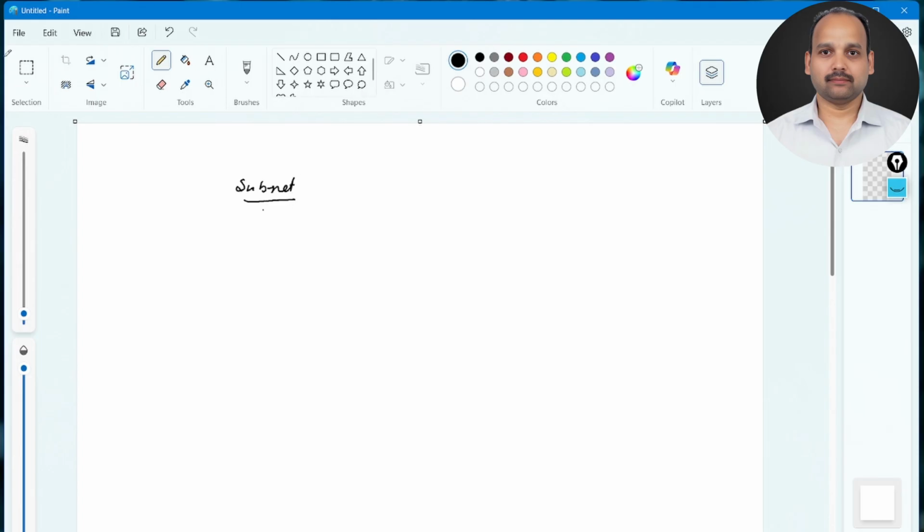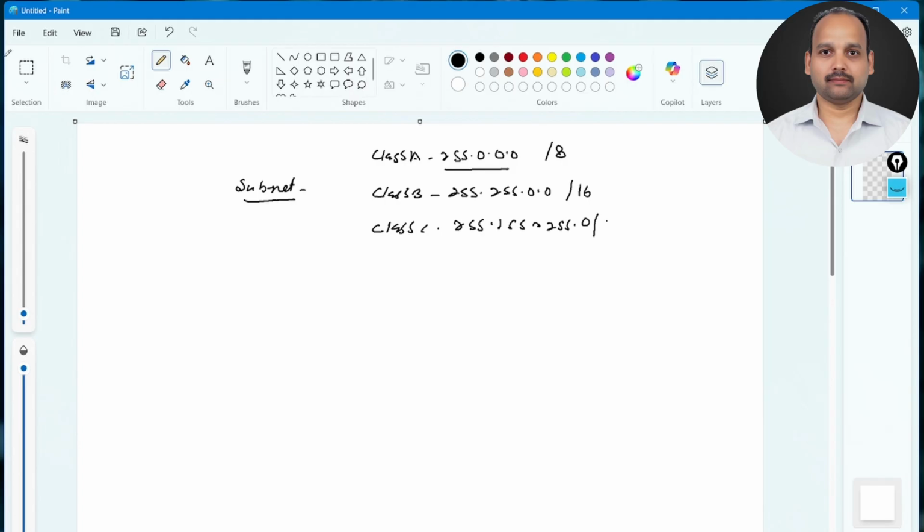If I am talking about subnets, classless and classful, you remember that I told you the class A subnet is 255.0.0.0, and what is the CIDR notation? That is slash 8. Class B is 255.255.0.0, slash 16. Class C is 255.255.255.0, slash 24. So this is the default.